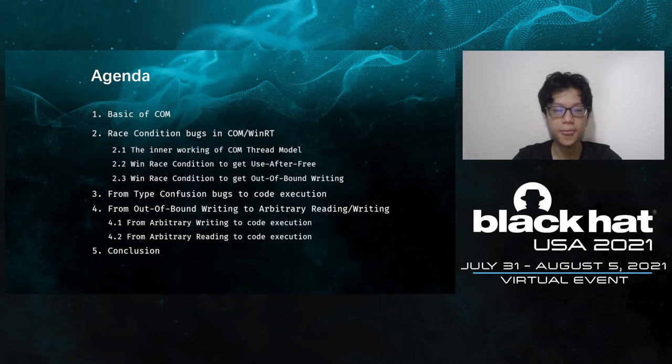Here is our agenda. In this talk, I divide these bugs into the following three types: race condition bugs, type confusion bugs, and memory out-of-bound bugs. I pick some of these bugs and I'll share the detail of them and our exploiting approach for them. Before that, I'll introduce some basics of COM and the COM thread model.